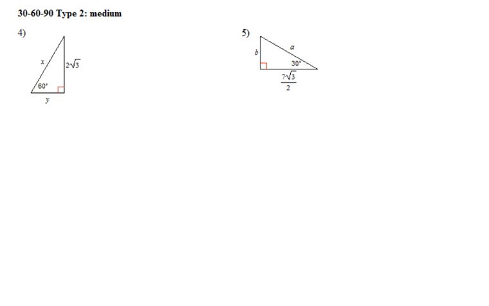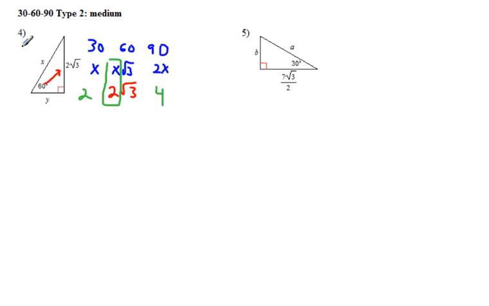Medium problems, a little bit tougher. We start the same way. 30, 60, 90. X, x root 3, and 2x. Where does this 2 root 3 go? It is opposite from the 60-degree angle, so 2 root 3 goes right there. And look at that. Look how my x matches with 2. X is 2. And twice that number is 4. So opposite from the 90, that's my 4. That's my x in my triangle here. And opposite from the 30, that's my 30-degree angle, opposite from that is my 2. So x is equal to 4, and y is equal to 2.